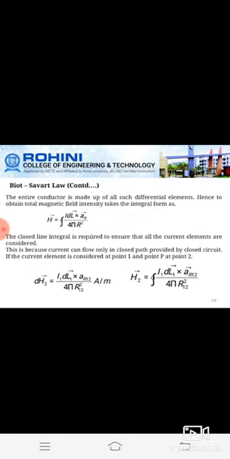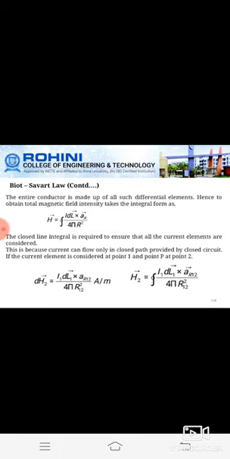The entire conductor is made up of differential elements. For obtaining the magnetic field intensity, we take the integral. So H vector is equal to the closed integral of I dl vector cross ar vector divided by 4 pi r square. Here the closed path is required to ensure that all the current elements are considered, because current can flow only in a closed path.